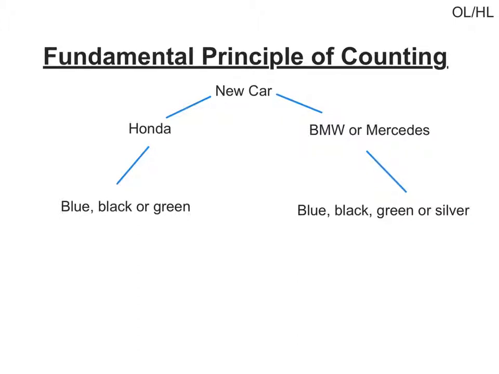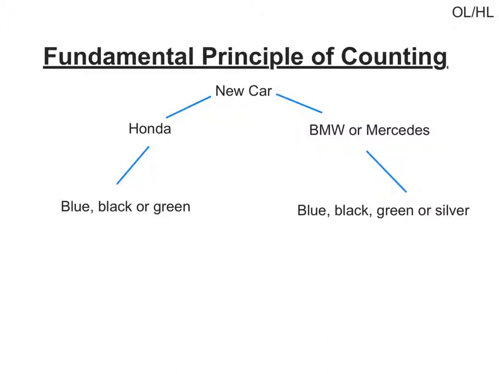We could list the possible outcomes and count them. For example, Honda blue, Honda black, Honda green, BMW blue, Mercedes blue, and so on. Or we could apply the fundamental principle of counting in a different way. This time we will apply it twice and add the two results together.